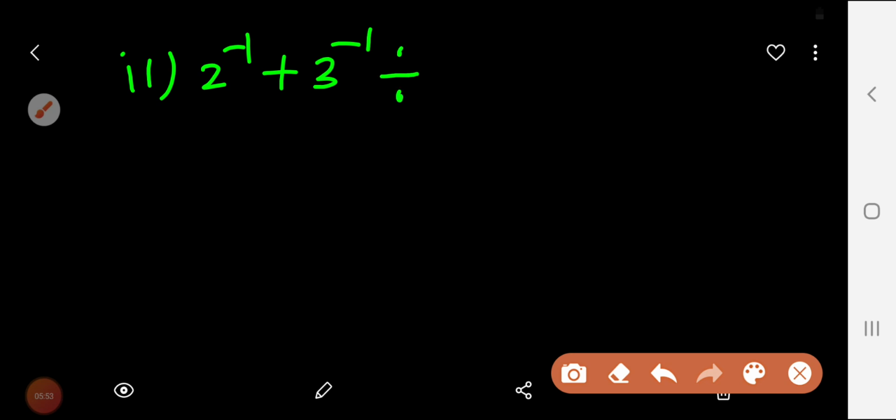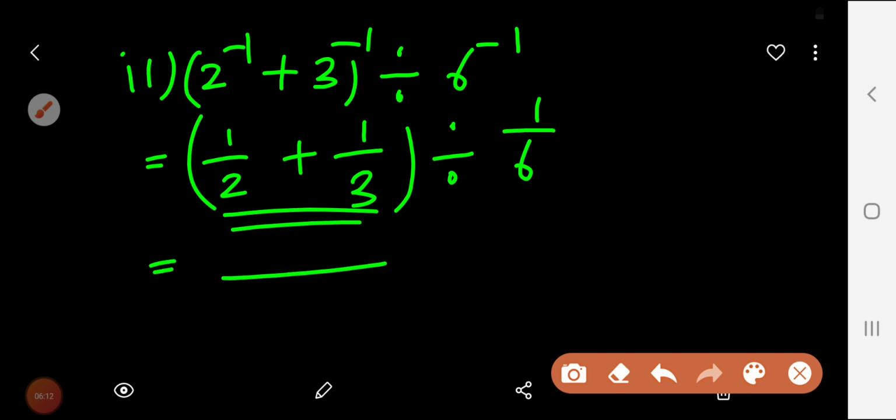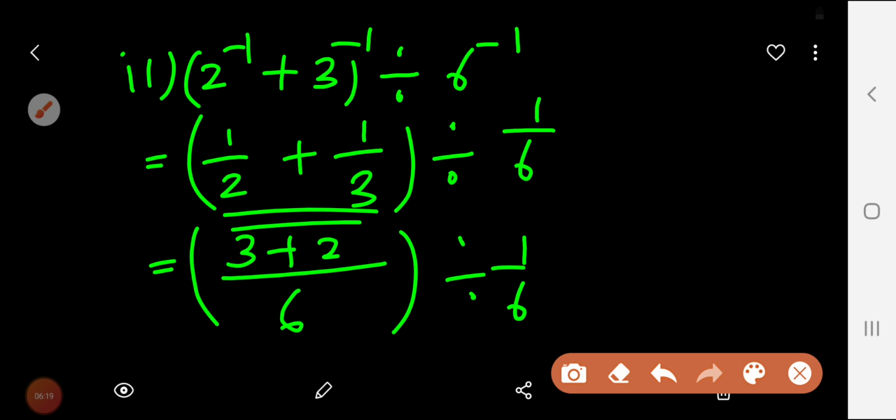The question is (2 power minus 1 plus 3 power minus 1) divided by 6 power minus 1. We can write 2 power minus 1 as 1 by 2, plus 3 power minus 1 as 1 by 3, divided by 6 power minus 1 as 1 by 6. Now we have to add this one first. So if you add, we have to take an LCM. 6 will be the LCM. 2 3s are 6. So 3 plus 2 here, divided by 1 by 6 as it is. When we add 3 plus 2, the answer is 5 by 6 divided by 1 by 6.